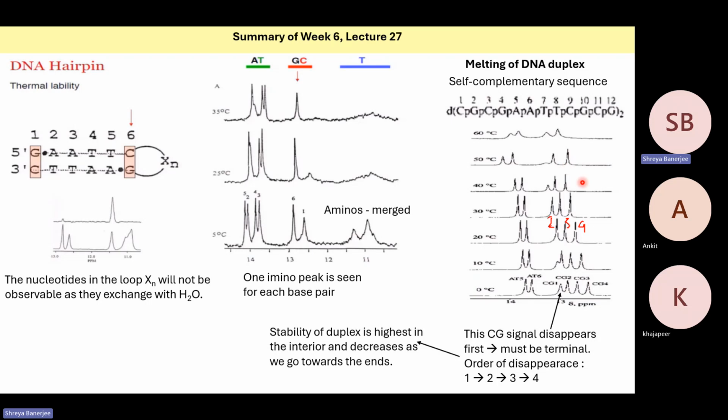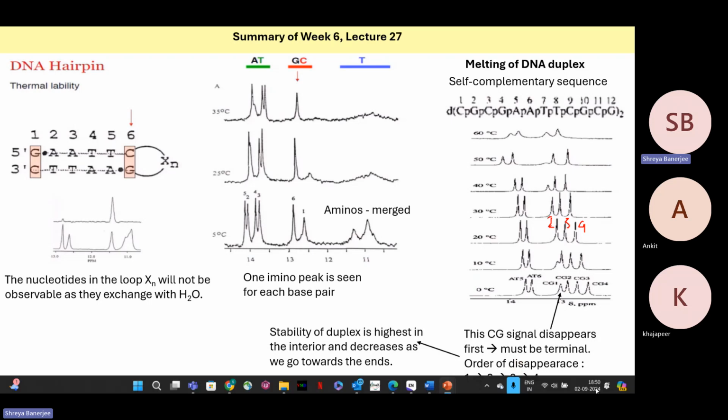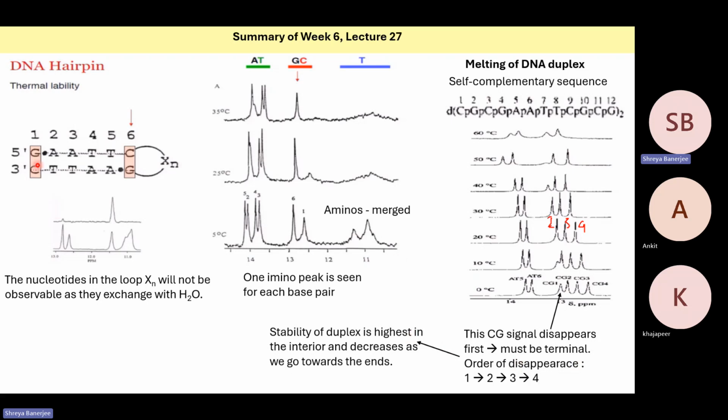Eventually, as you go on, CG2 will be the next to disappear. So that must be the next in the sequence. So if you look at the order of disappearance, 1 will disappear first, then 2, then 3, then 4. So like this, we will be able to predict which is the base pair that is near the terminal and which are the base pairs that are towards the interior of the duplex.